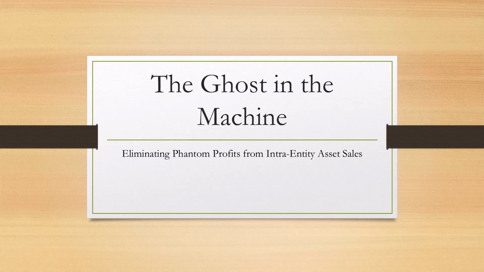Today, we're diving into one of the most interesting puzzles in advanced accounting, the intra-entity transfer of depreciable assets. We're going to become financial detectives, hunting for what I call the ghost in the machine, the phantom profits that are created when a company sells an asset to itself, and how we, as accountants, make them disappear.